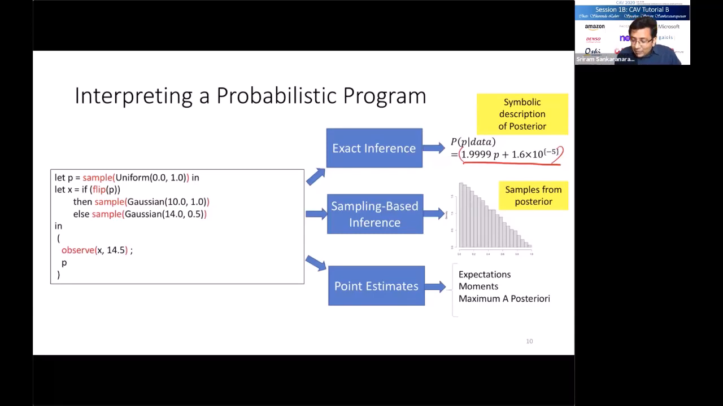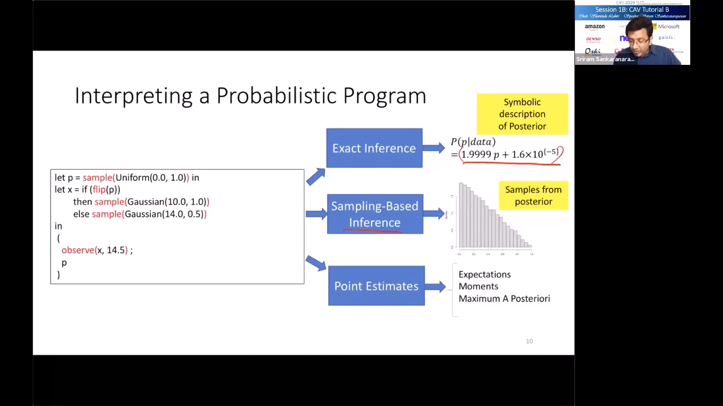Or you can do sampling-based inference, which means that you apply some Monte Carlo method. And when you apply this Monte Carlo method, somehow it guarantees that after running lots and lots of samples, you get this same distribution here. Okay, so that's another way of thinking about it.